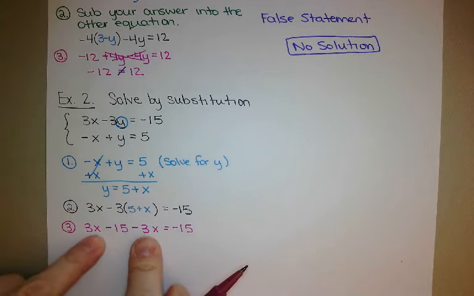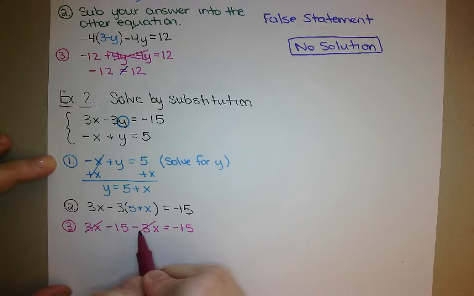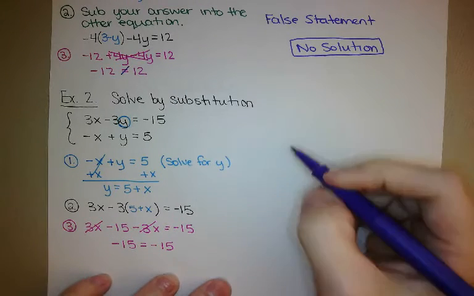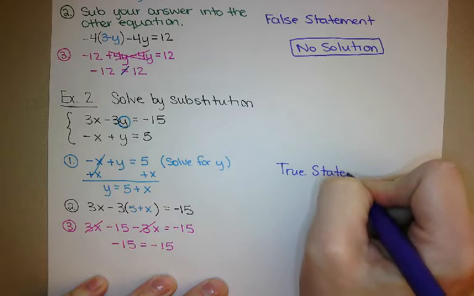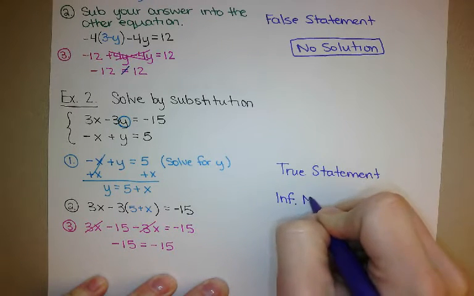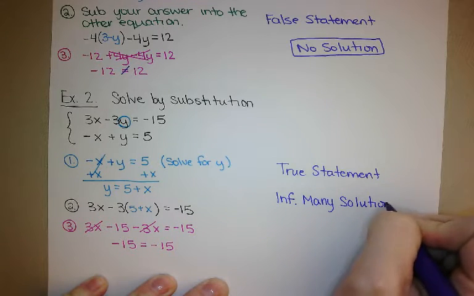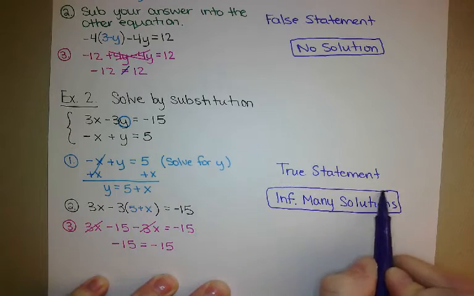Again, I'm going to combine like terms. So 3x minus 3x cancels out to 0. And I'm left with the statement that -15 equals -15. That is a true statement. And true statements mean that I'm going to have infinitely many solutions. I'm going to shorthand that a little bit. Which means if we had graphed them, they would have been the exact same line.